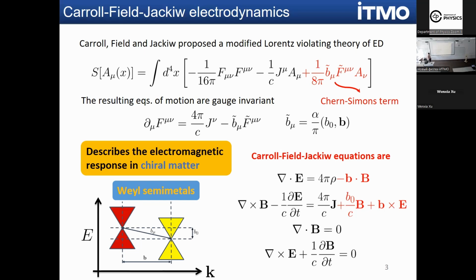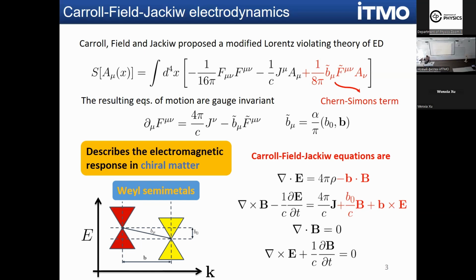Well, from the equations of motion, one can obtain a modified set of Maxwell equations that are known as the Carroll-Field-Jackiw equations, where the extra terms in red one can identify as extra charge or current density that can appear after one applies external electromagnetic fields to this type of medium.